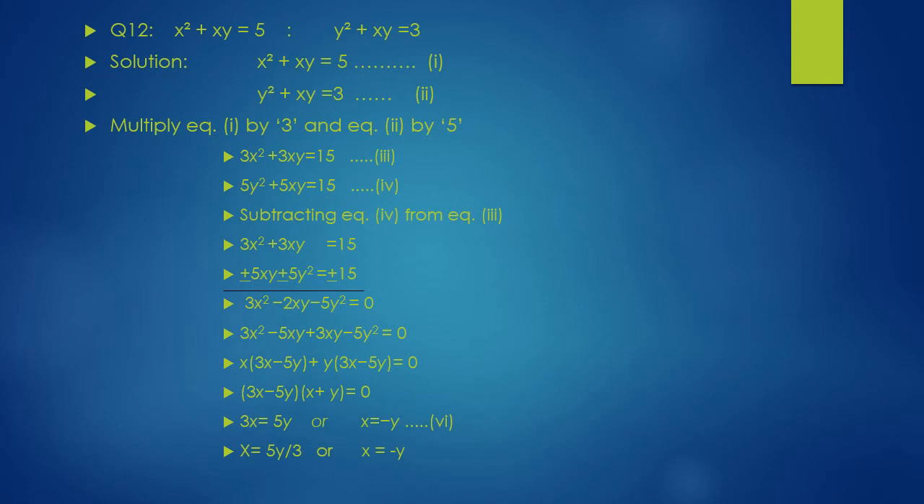So it means that by using factorization method, 3x square minus 5xy plus 3xy minus 5y square is equal to 0. X common 3x minus 5y plus y common 3x minus 5y is equal to 0. 3x minus 5y, x plus y is equal to 0. 3x is equal to 5y, or x is equal to minus y. X is equal to 5y by 3, or x is equal to minus y. So x is equal to 5y by 3 from equation number 5.